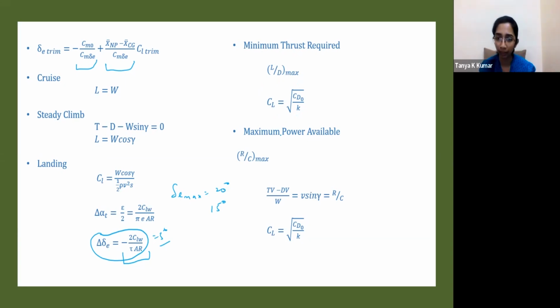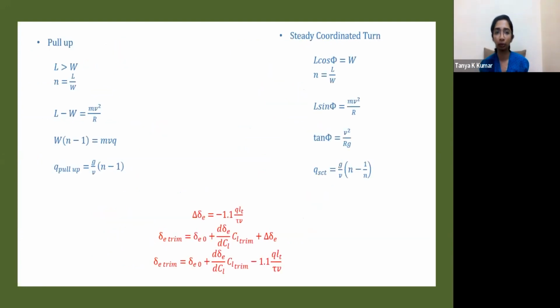Similarly, for maximum power available, the condition is the rate of climb is maximum. Rate of climb is given by this equation and the maximum power available would be the maximum here. And the CL analogous to this condition would be CD naught. Okay, this is wrong. So leave that. So these are the conditions discussed in the lectures.